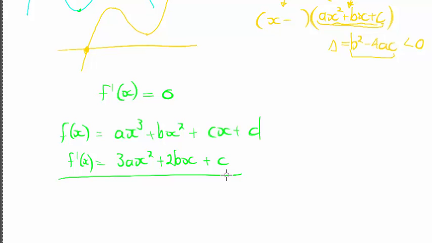It's a quadratic. So the gradient of a cubic function is a quadratic function. The gradient of a quadratic function is a straight line. What do you think the gradient of a quartic function is going to be? It's going to be cubic. It's going to be a cubic function. Okay? So let me explain what that means.